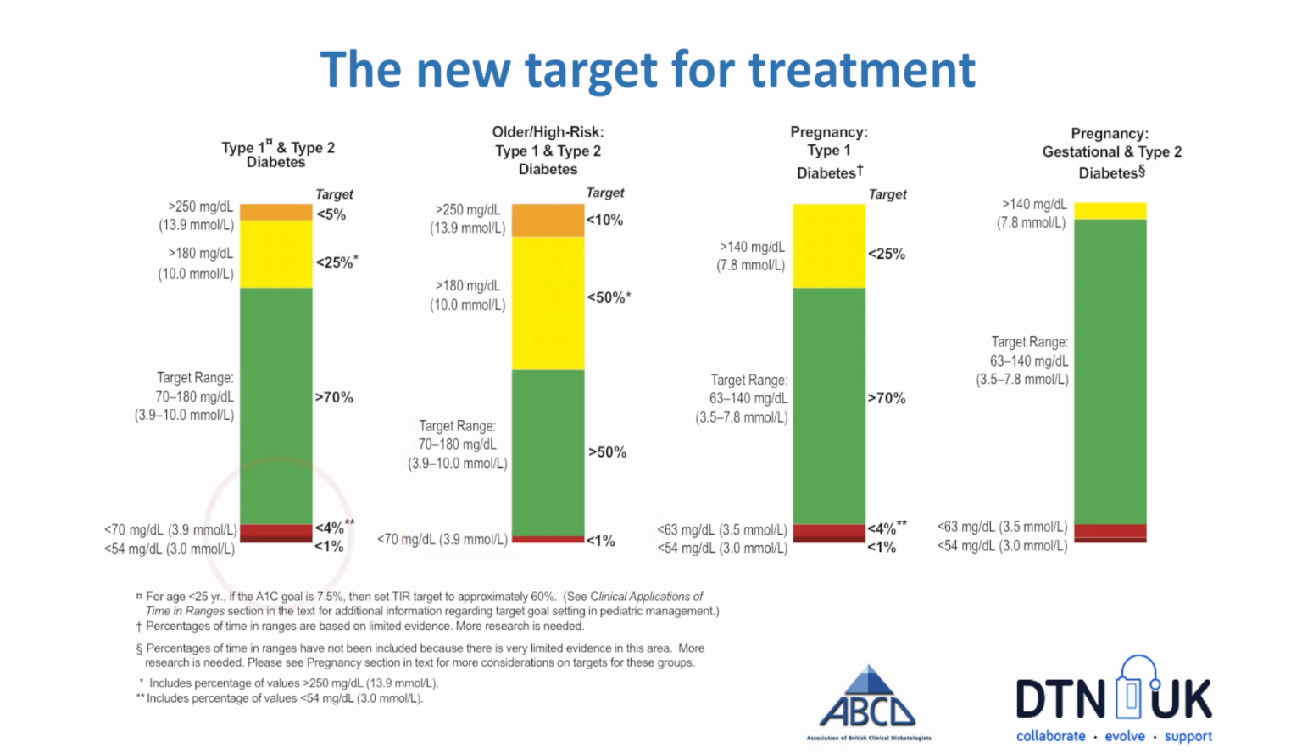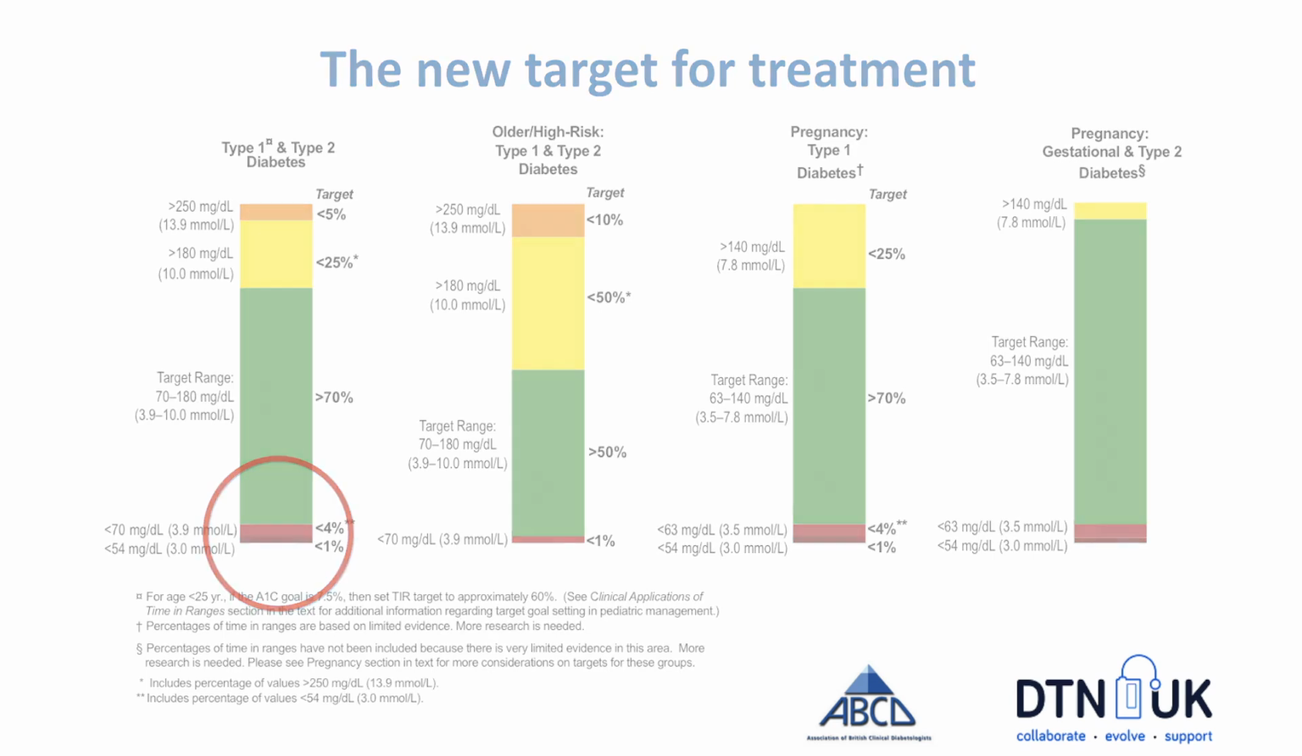If you look at that bottom red part in the first column there, we think it's acceptable, it's okay if you've got up to 4% of time below 4, but we're trying to minimize the time below 3 millimoles per litre down below 1%, because that's the level below which people come to harm.